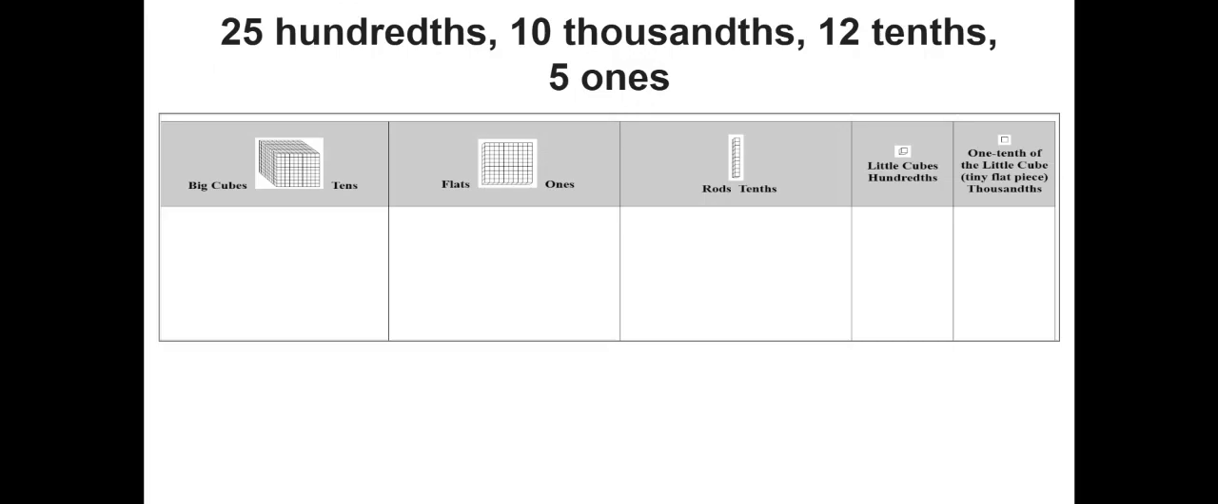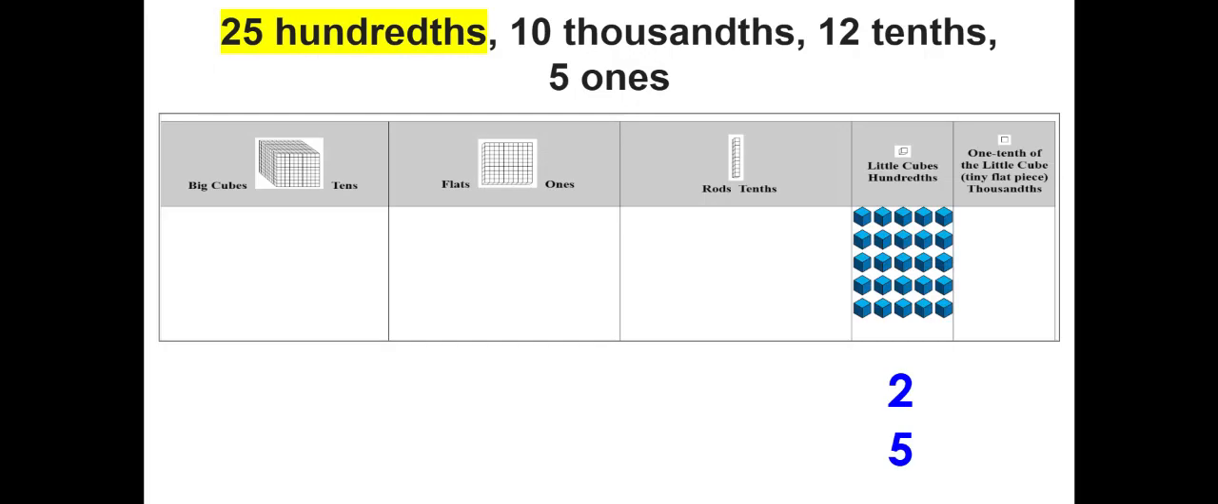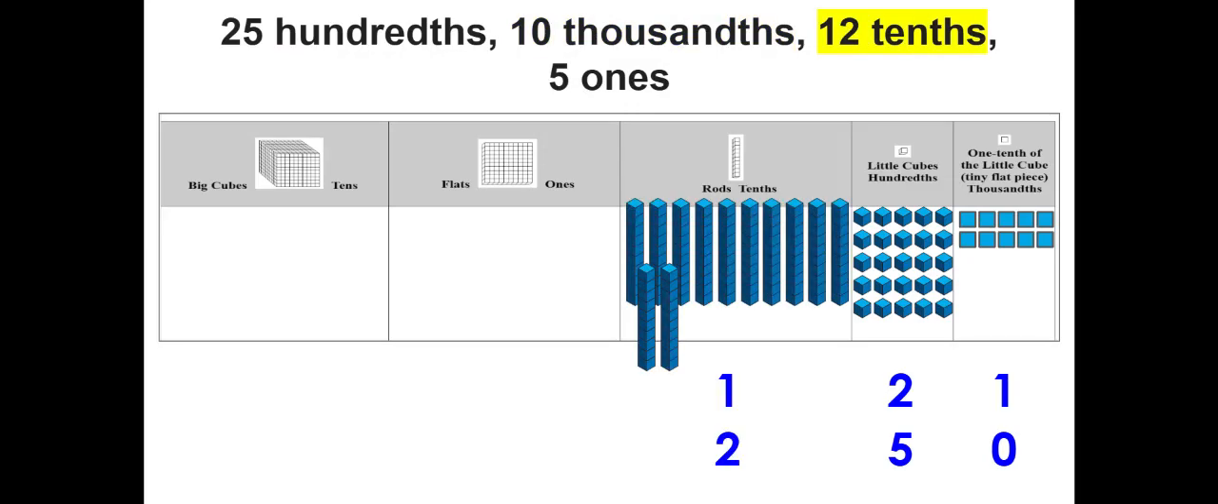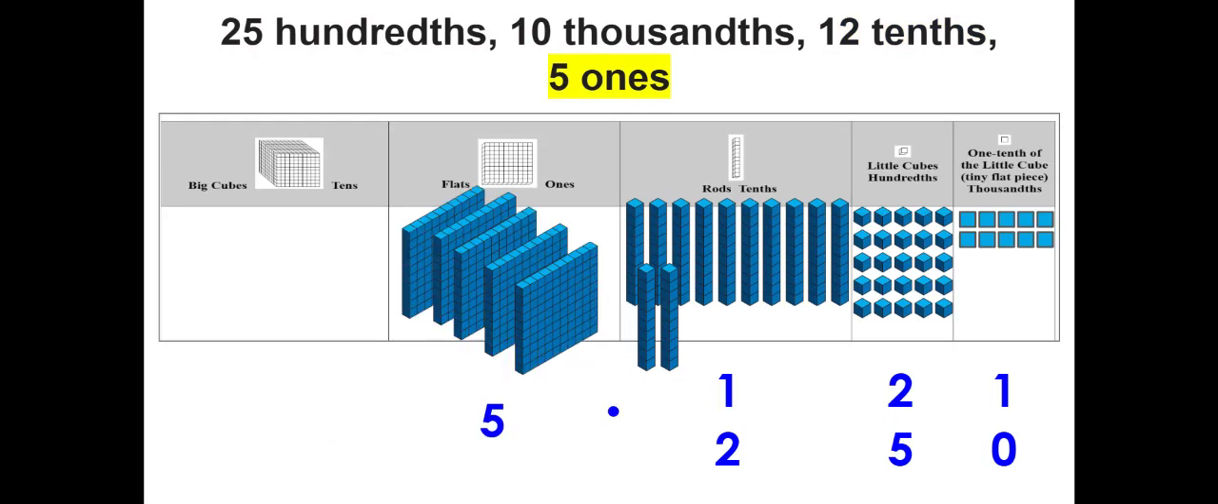So if we were to build this number, they say we have 25 hundredths. I'm already thinking that's a little strange. 10 thousandths, that would look like that. 12 tenths, and 5 ones. Now, looking at this, I always make sure I put my decimal next to the ones to show that I have 5 whole ones, and then the other amount we have is in decimal form. They're all smaller than 1.